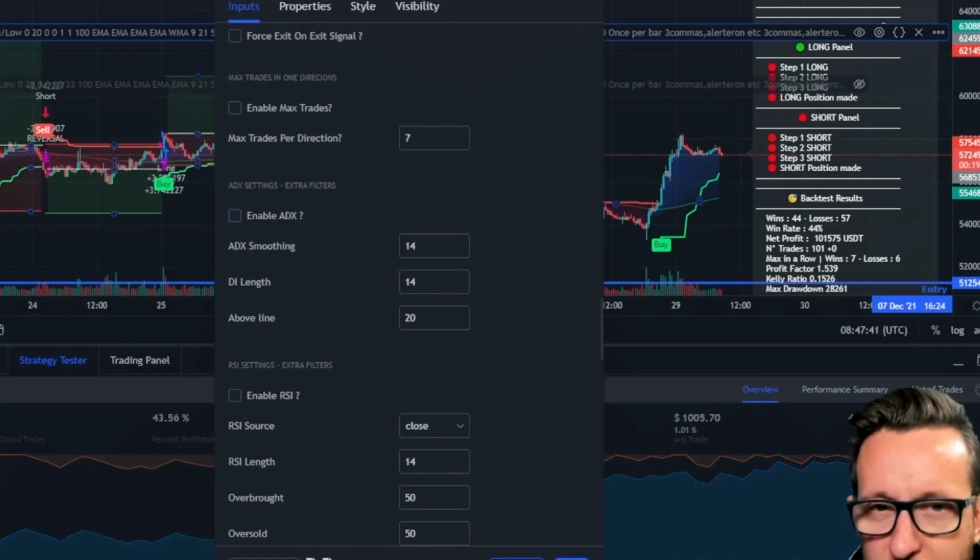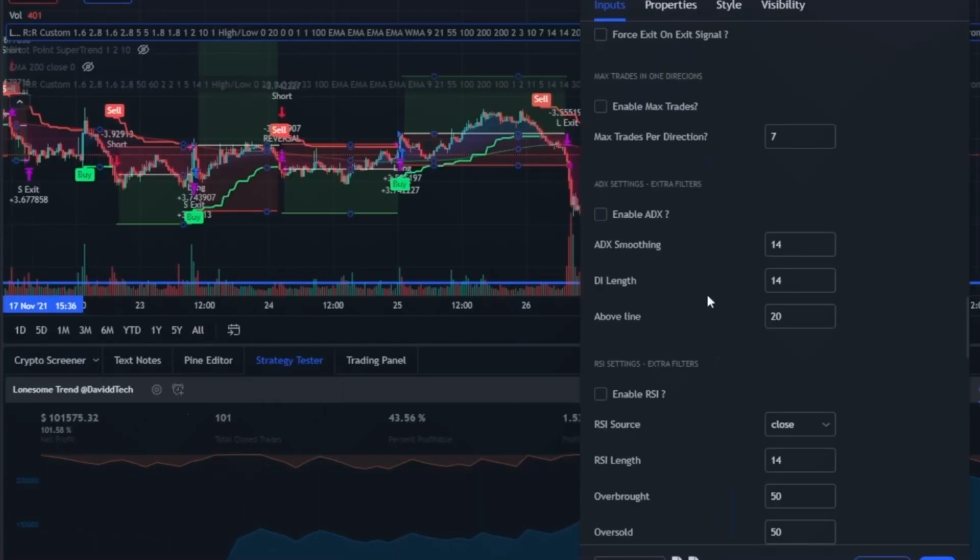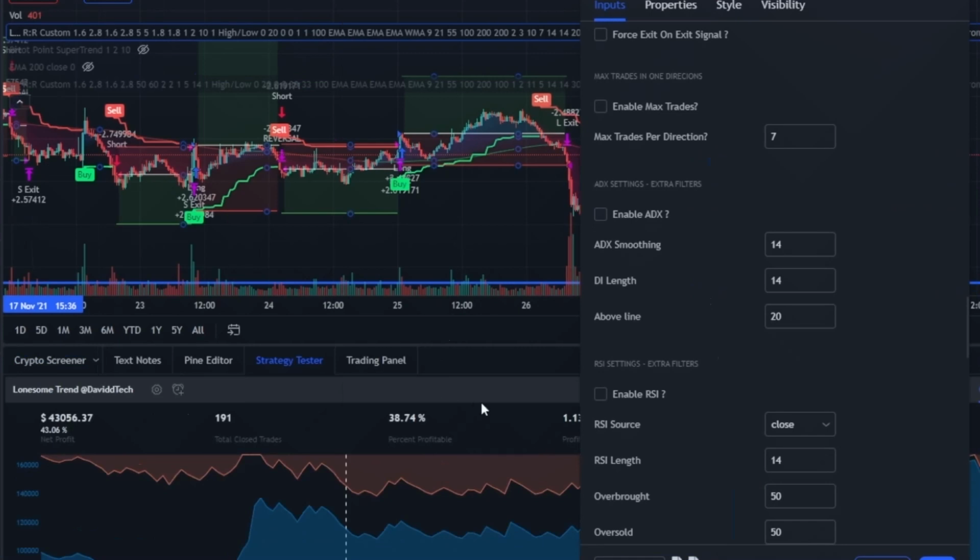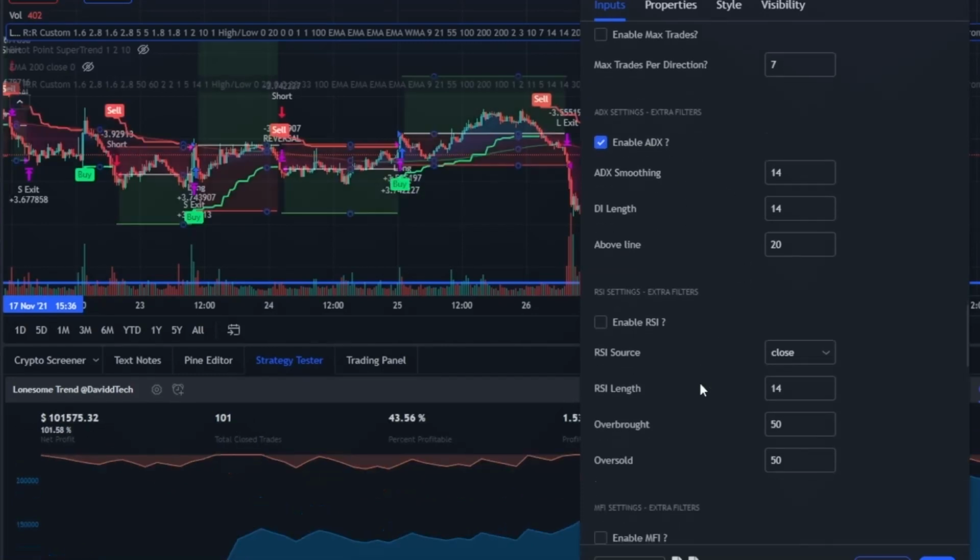Now if you take off the ADX, it's actually an absolutely fantastic indicator that manages to remove a lot of bad trades. As you can see, that's given us a lot more trades but a lot less profit. So there you go, ADX we'll leave on.